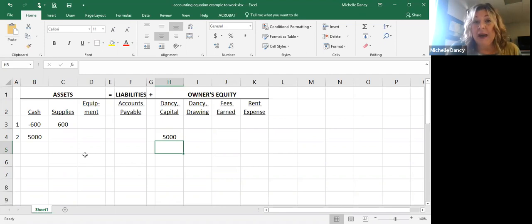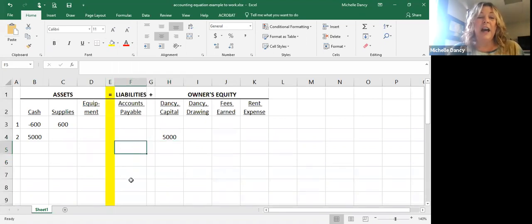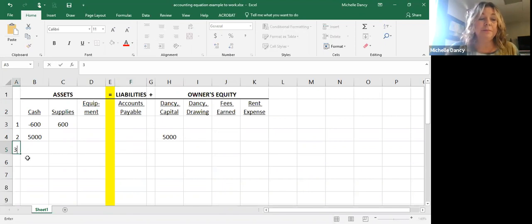So am I still in balance? I increased this side of the equation by 5,000 and I increased this side of the equation by 5,000. So yes, I'm in balance. Here we'll put a little highlight in that column so you can see. Increased this side by 5,000, increased on this side by 5,000. Still in balance.